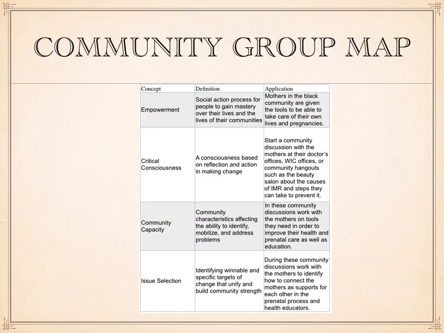This slide demonstrates a community group map: empowerment, critical consciousness, community capacity, issue selection, and then participation and relevance is on the next slide. To help empower these mothers, you need to give them the tools that they need to be able to be successful, to take care of their own lives and pregnancies. As individuals, they have to desire it. They can't just depend on other people to take care of them. They're the ones who are eating the food. They're the ones who are exercising. They're the ones that will take care of the child, most likely after it is born.